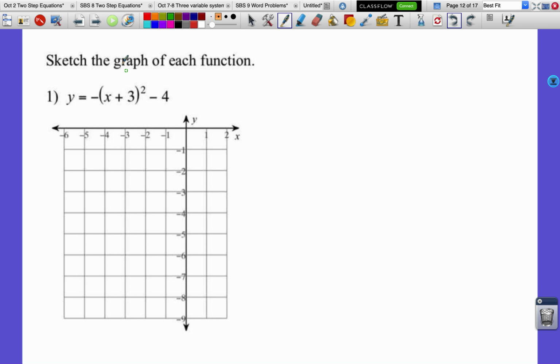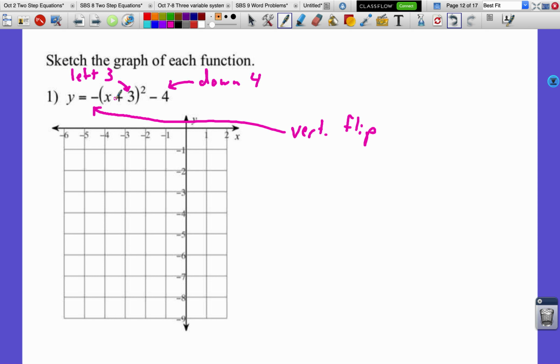And let's start practicing some off of that worksheet. Here we go. Sketch the graph of this function. First, let's write all the transformations that are happening. So this minus 4 is going to move us down 4. This negative is going to cause a vertical flip. And this plus 3 is going to move us left 3. It's always kind of opposite of what you think. On that h value, you see a plus 3, that's left 3.